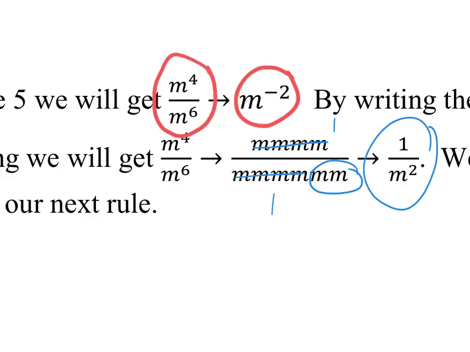So again, depending on which way I do it, it looks like I get different answers. But they're not. They're the exact same answer. M to the negative 2nd is the exact same thing as 1 over m squared. These are the same. This is going to lead us into our next rule.